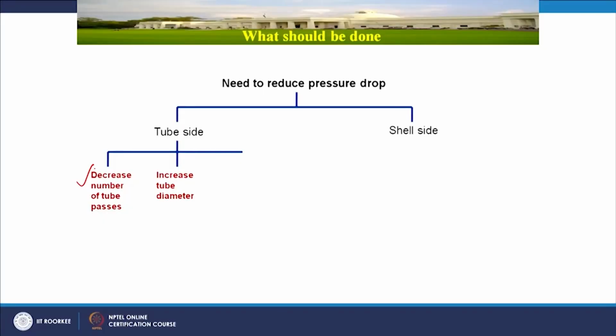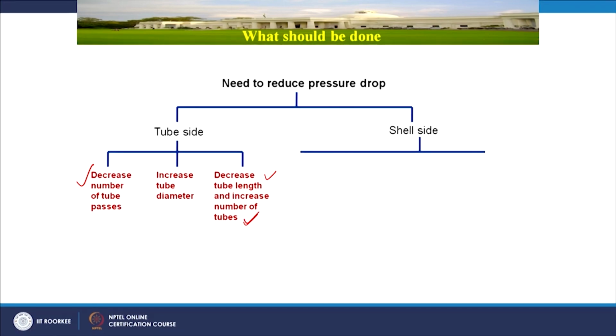Okay. And second is decrease tube length and increase number of tubes. Considering this, you can calculate. Considering this, you can reduce the pressure drop in tube side. However, how can I reduce pressure drop in shell side?